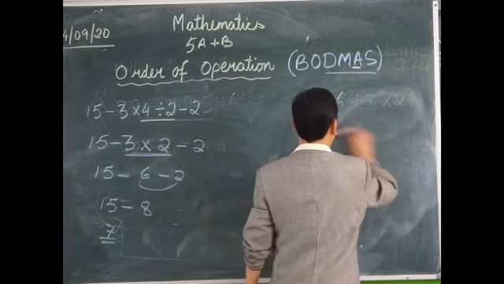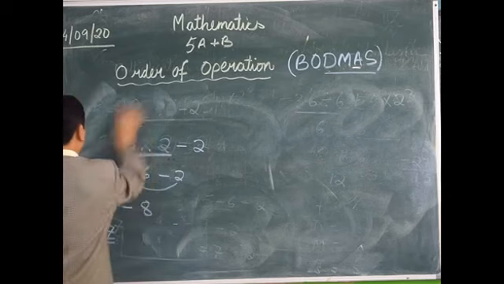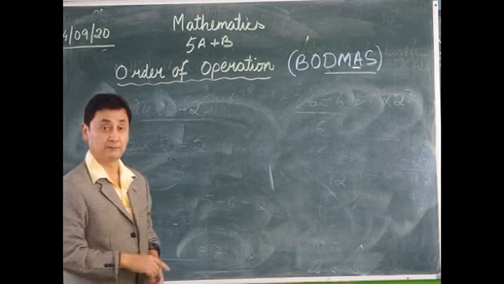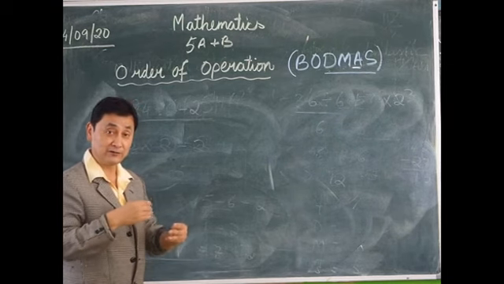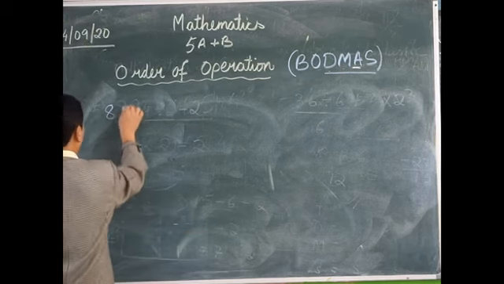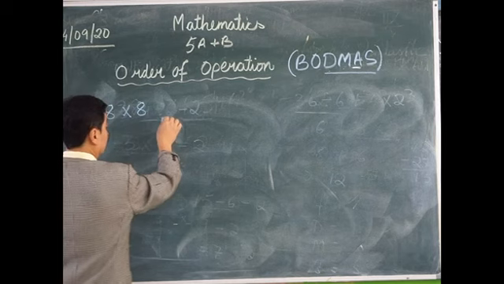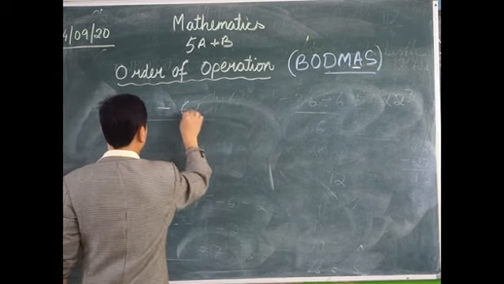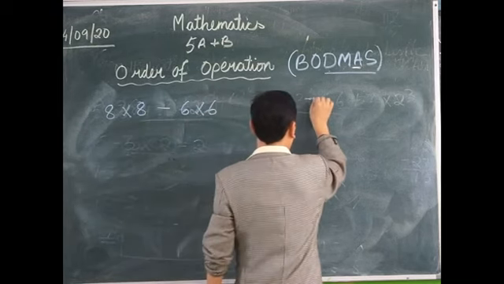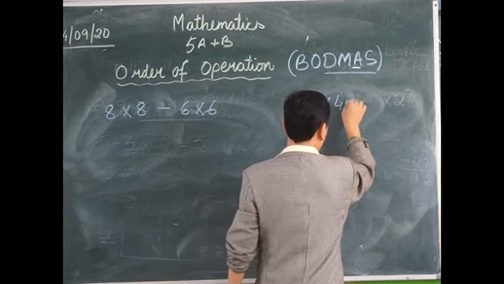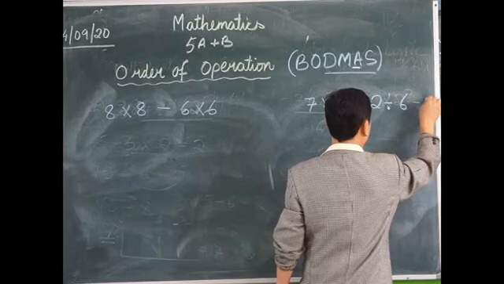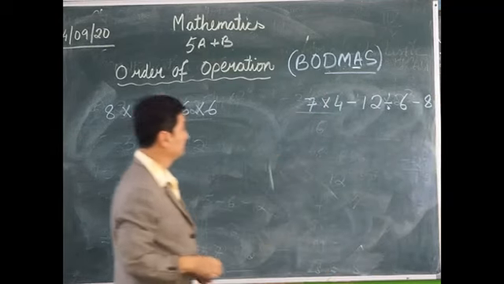So, now last 2 I'm going to do. Pay attention. This is like a puzzle, but each puzzle you have to go step by step. Okay? 8 into 8 minus 6 into 6. 7 into 4 minus 12 divided by 6 minus 8.